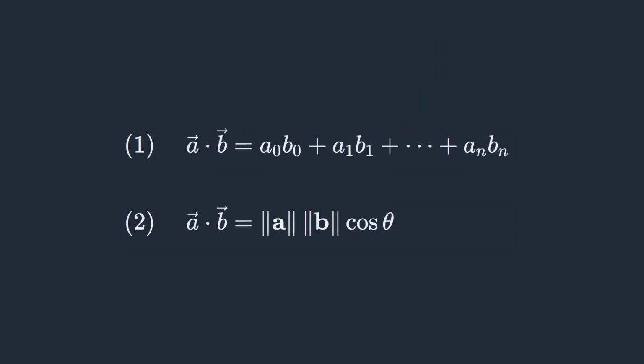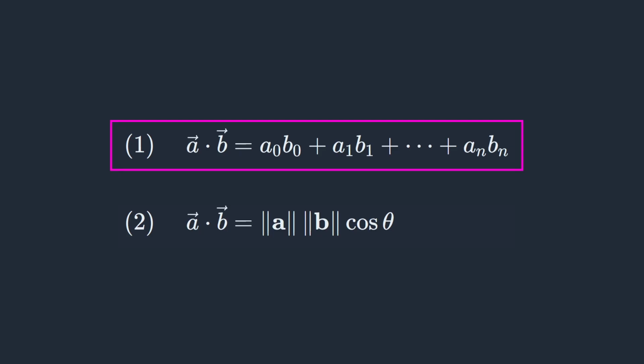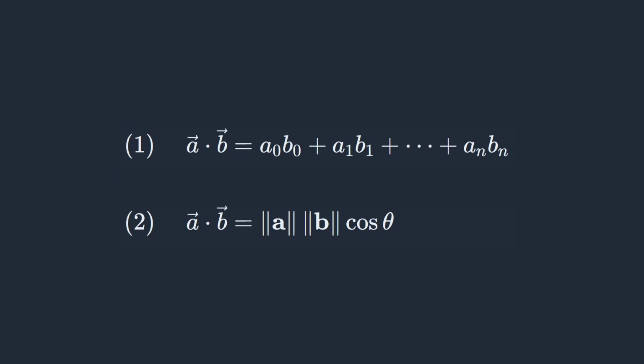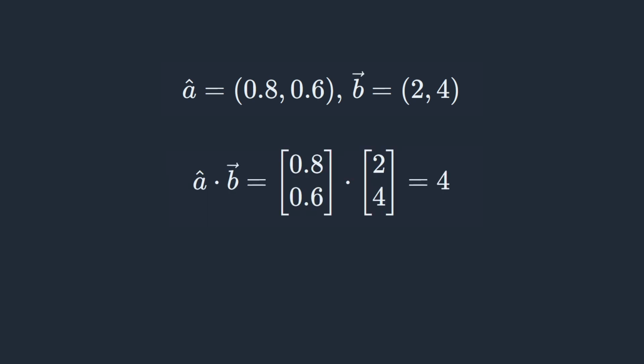Up to this point, we haven't really discussed equation 1, only noted that it's often used in practice to compute the dot product when the angle between the vectors isn't known. At first glance, equations 1 and 2 look nothing alike, so how can they produce the same result? Suppose we're taking the dot product of two vectors a equal to 0.8, 0.6 and b equal to 2, 4. Notice that a has unit length. We can write out the dot product like so.